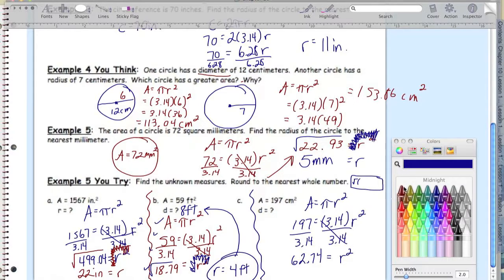I'm going to take the square root of both sides to get r by itself. Those cancel. And the square root of 62.74 is 7.92, which will round up to 8. So my radius is equal to 8 centimeters. And just like the other problem, stay on top of it because they aren't asking us for what the radius is, they're asking us for the diameter. So if the radius is 8, the diameter is 16 centimeters.